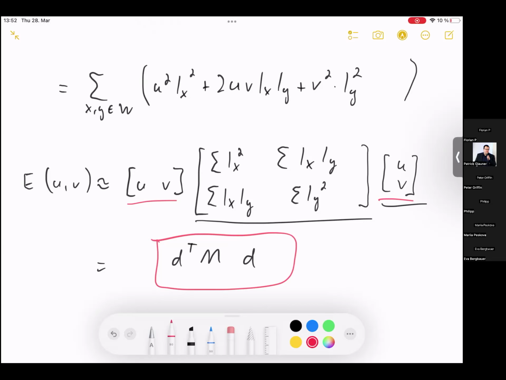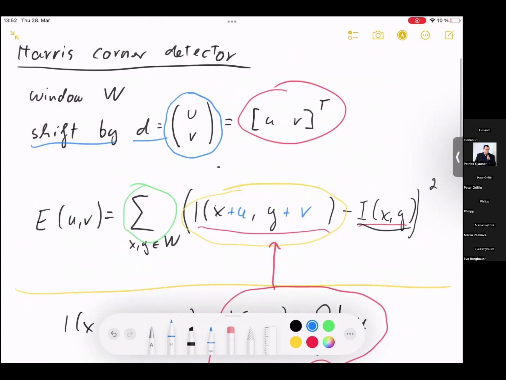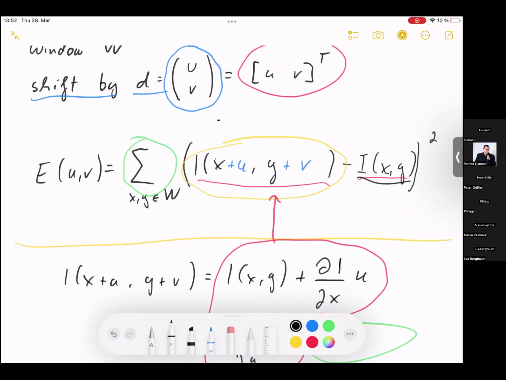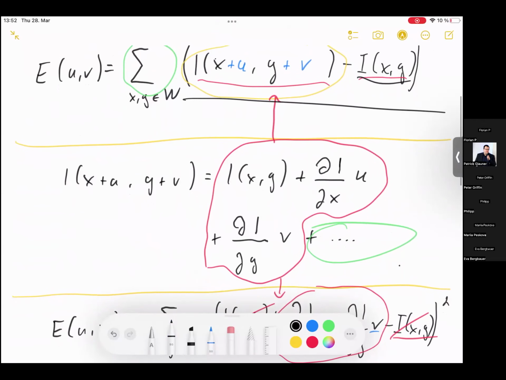And I got a private message just from one student who wants to know what is actually, again, this E(u,v). E(u,v) is, I have my window and I shift it by (u, v). And finally, how big is the difference of the intensity in the window if I shift the window by u, v many pixels. So the window is small and I just shift it a little bit by (u, v), and then I get a difference of the intensity. And we had started with this sum, and then we had that, well, we cannot work with this sum so easily. So we have done a Taylor expansion to approximate it.